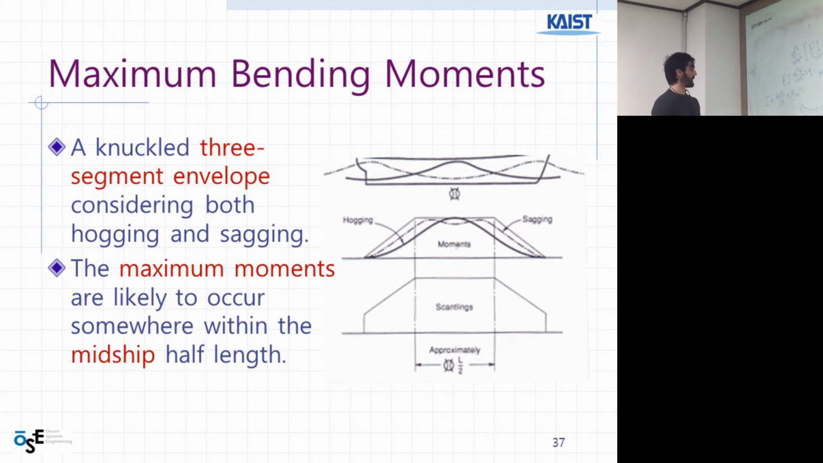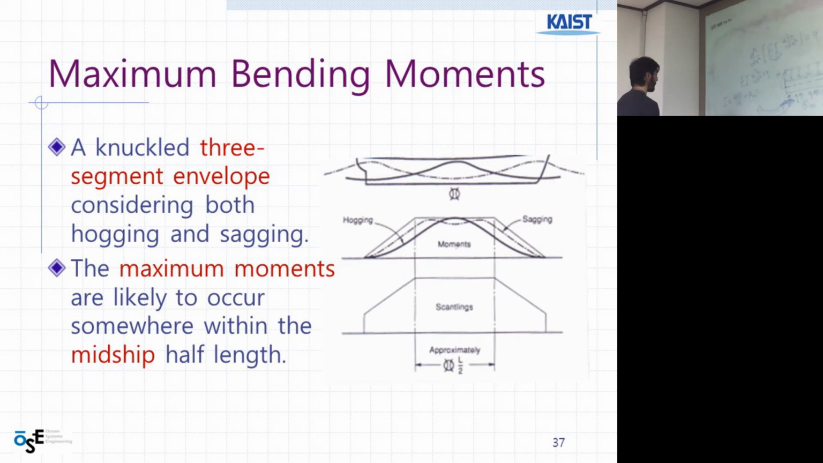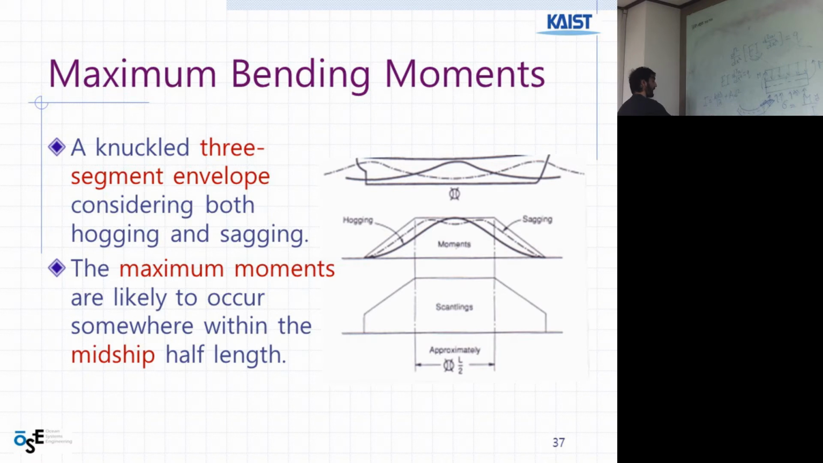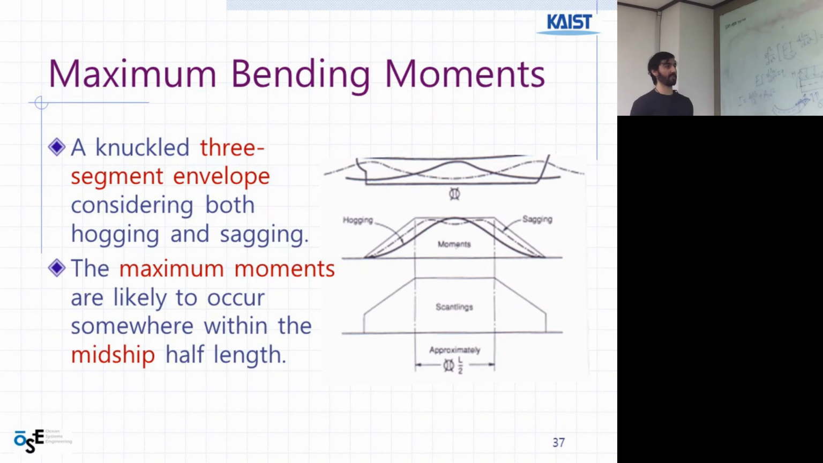So we discussed sagging and hogging, and this kind of distribution can be drawn with a graph. This is called the knuckle 3 segment envelope, considering both hogging and sagging. From the graphs, it can be seen that the maximum moments usually occur within the half length of the midship section. We mentioned before that the midship section, especially the half length, is really important for strength considerations. So this is why.